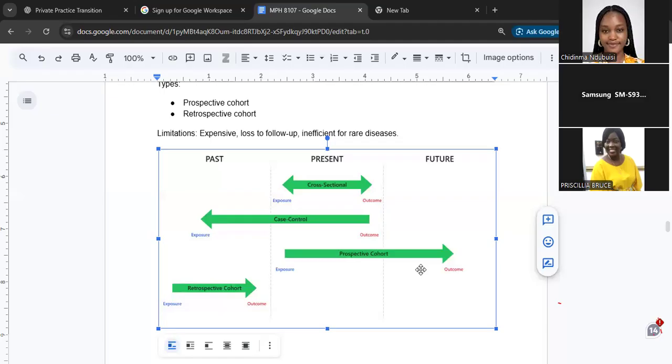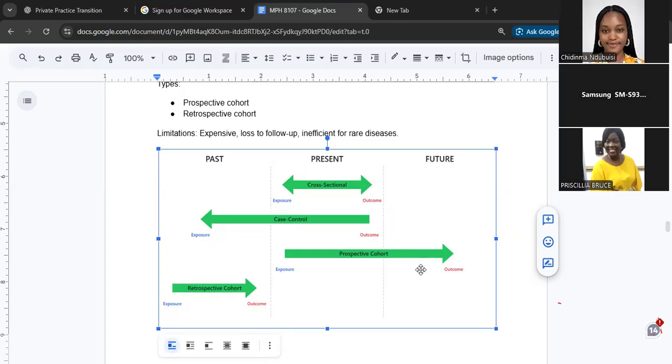So if you observe what is happening, it is the use of historical data. You are still following up those people from exposure to outcome. Say you were exposed to this risk factor. I want to follow you to see if you developed it. But unlike a prospective cohort study, where you start from now to follow them and say, let me follow you into your future to see if you will develop it.